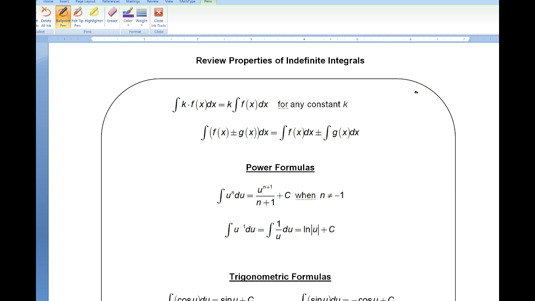Okay. The first part of 6.2 is actually stuff that we've done before. So remember, like the power formula.